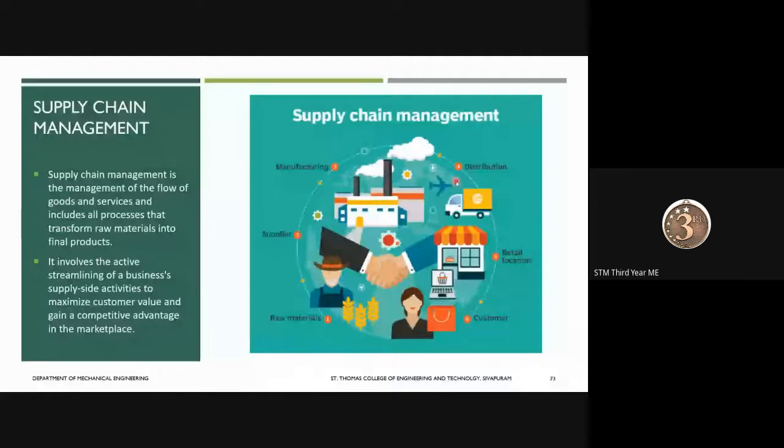You can see the definition here. Supply chain management is the management of flow of goods and services, and includes all processes that transform raw materials into final products. Till the customer also, it is supply chain management. Don't be confused, as it is not always only from raw materials to final product. From the final product to the distribution, market, and customer also comes under supply chain management. Then it involves the active streamlining of business supply side activities to maximize customer value and gain competitive advantage in the market.